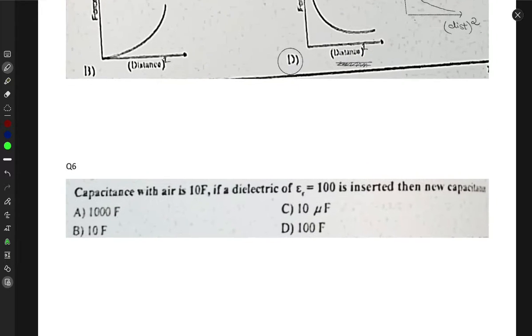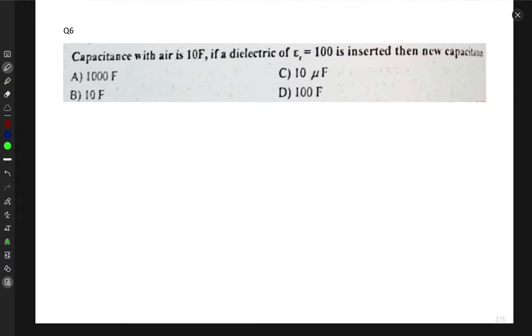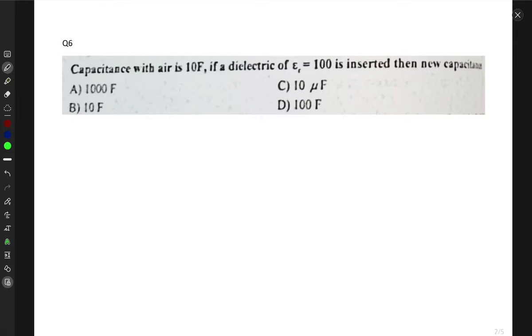Alright, so now let's move on to the next question, which is question number 6, and it reads that capacitance with air is 10 farads. So we're given the capacitance when air is present. If a dielectric of epsilon r equal to 100 is inserted, then the new capacitance would be what?